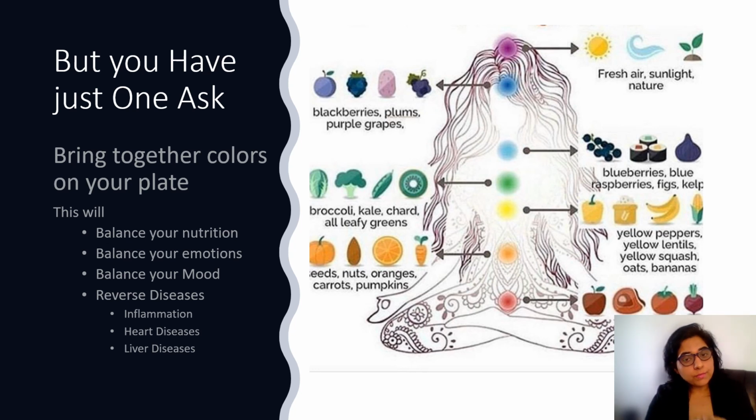So at the moment, we will not get into any further details on this, but all you have to remember is to try to make your plate colorful. The more colors you have, the better it is.